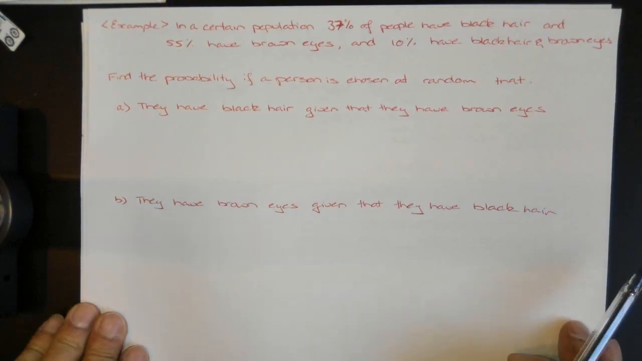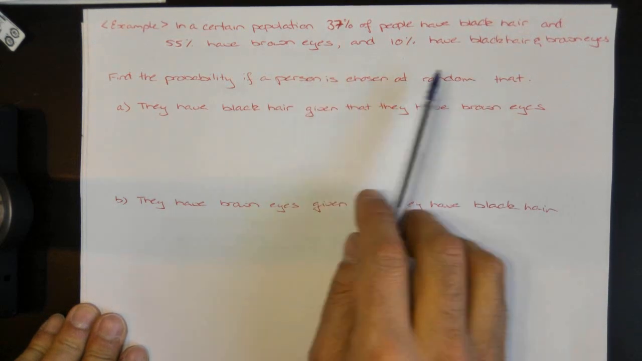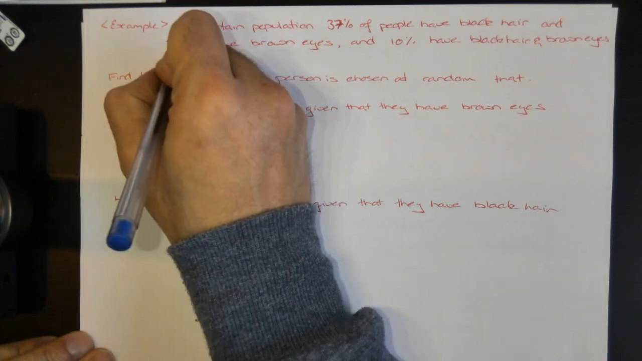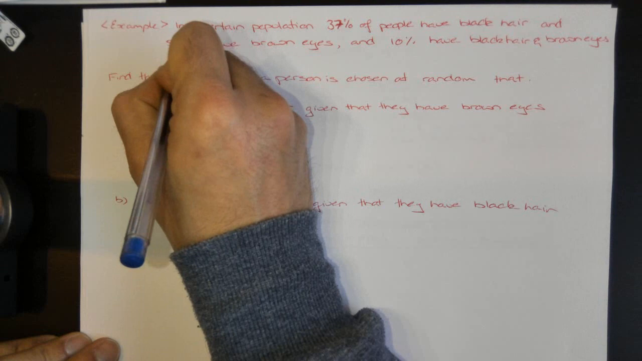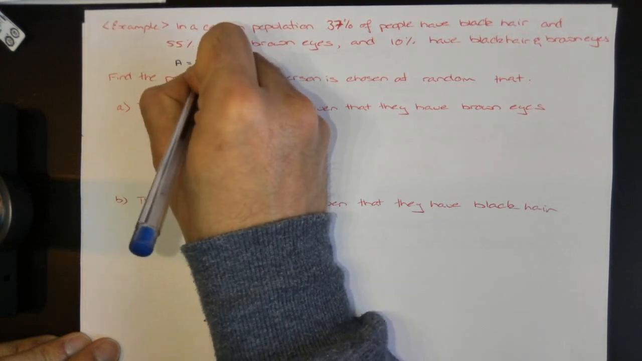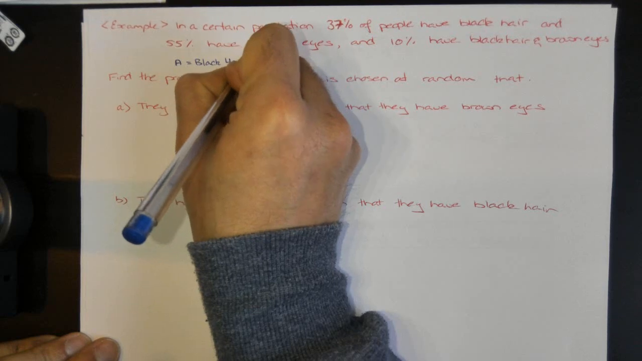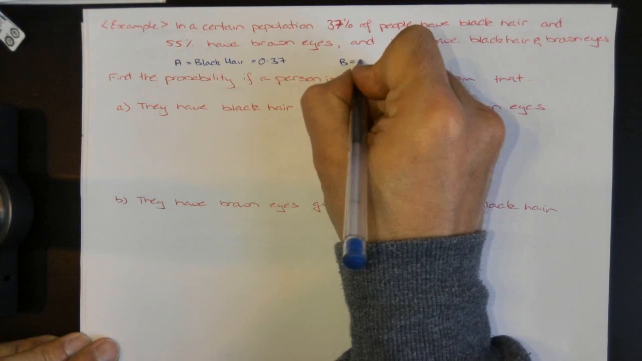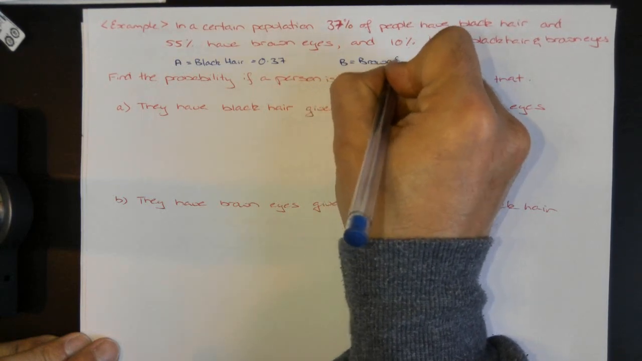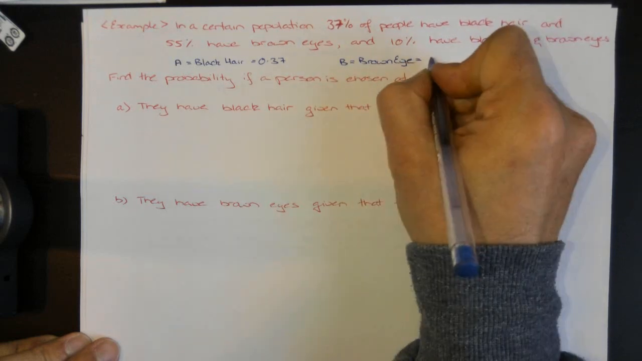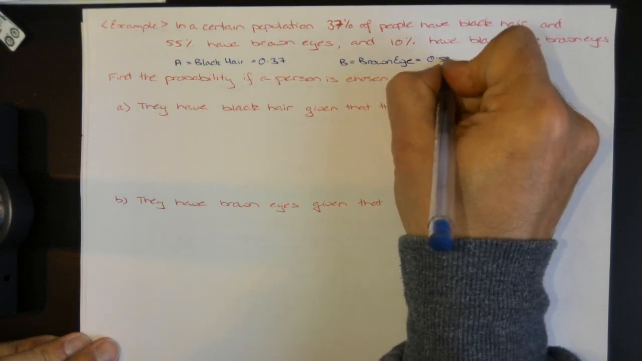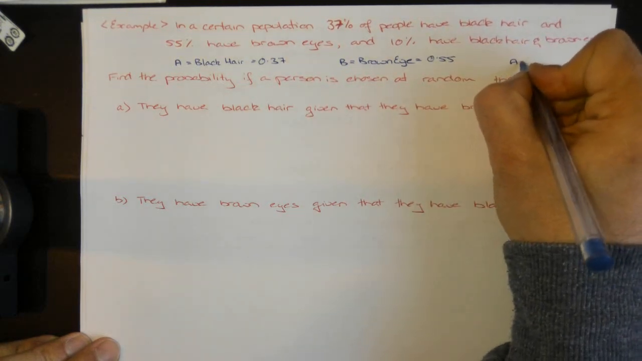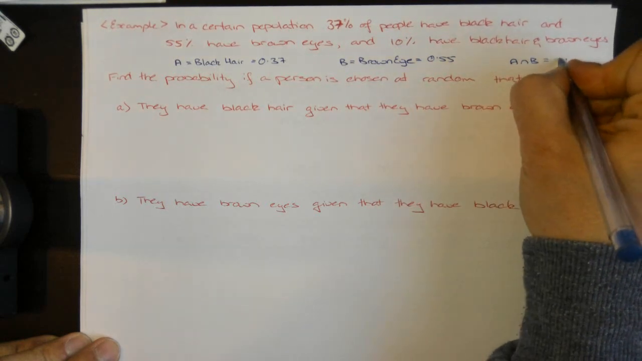So in a certain population, 37% of people have black hair, and 55% have brown eyes, and 10% have black hair and brown eyes. So let's say event A is black hair, and that was 37%. Let's say event B, brown eyes. That was 55%. So the intersection, black hair and brown eyes, was 10%, 0.1.